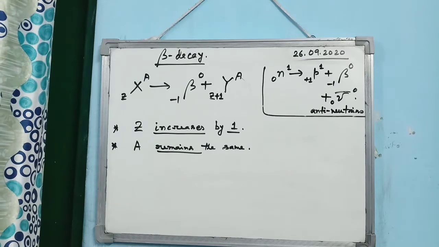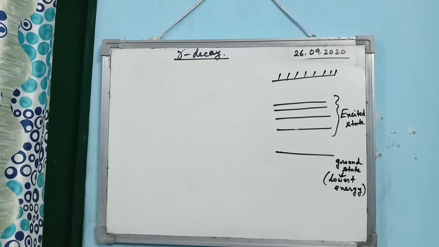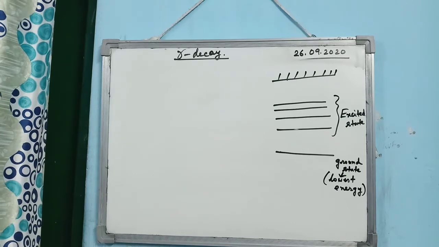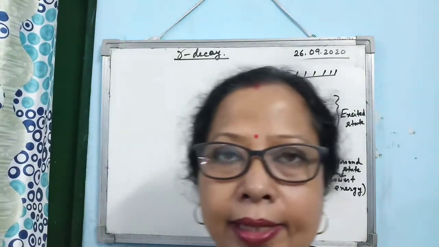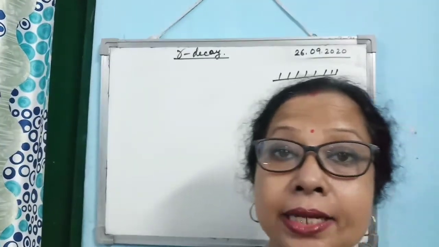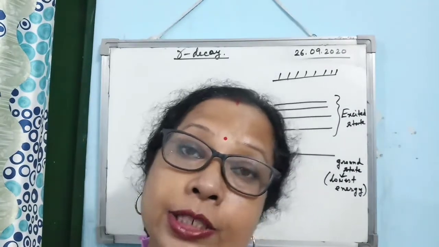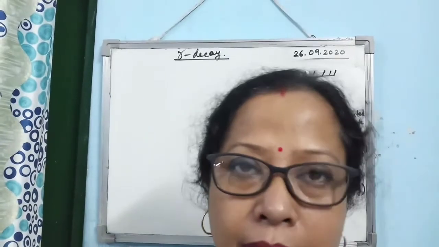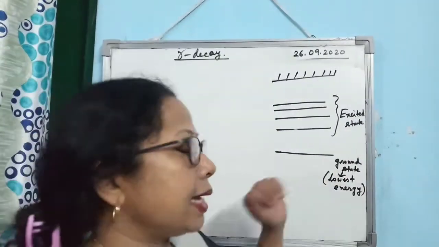Then next comes gamma decay. Now how does gamma decay happen? I told you that a gamma ray is nothing but electromagnetic radiation, just like a light ray. Now the question arises: how is an electromagnetic radiation coming from the nucleus? Now you have to understand that.